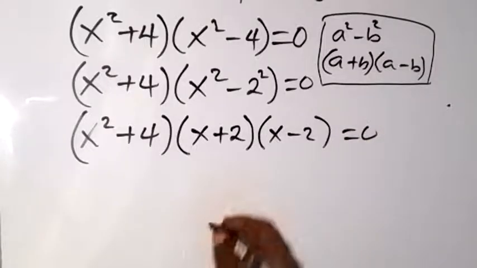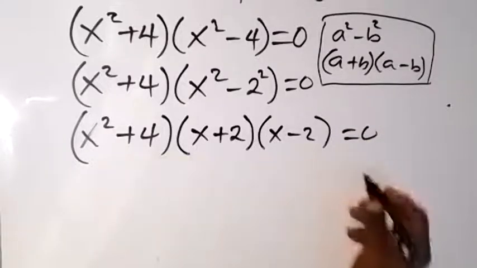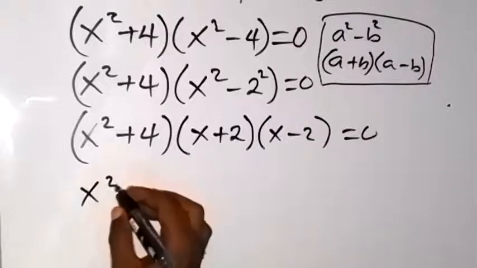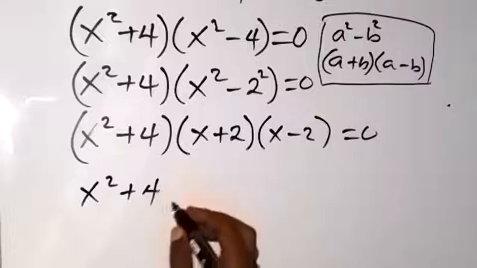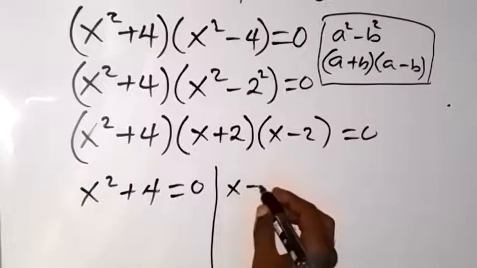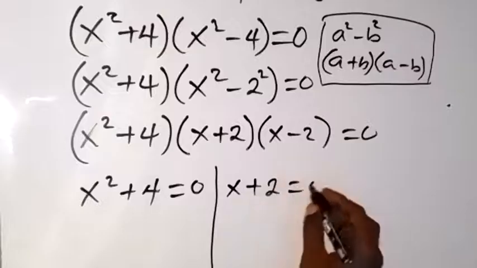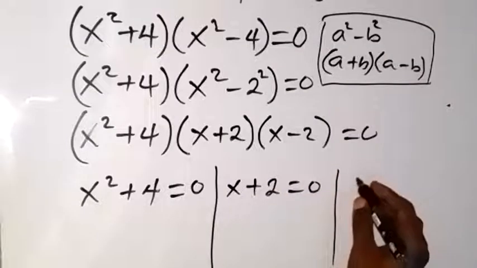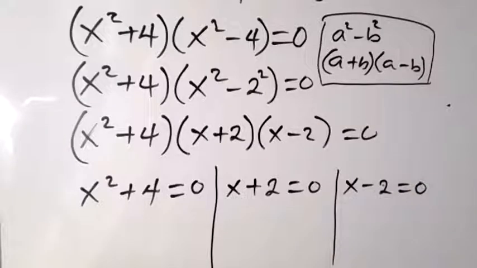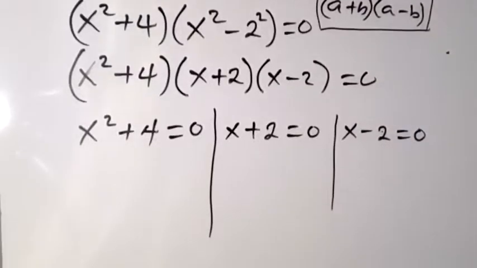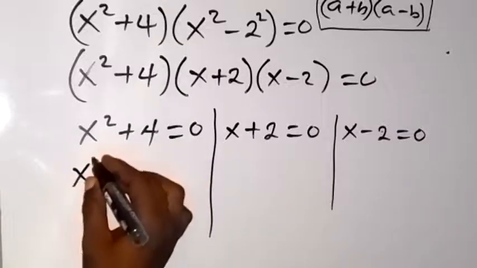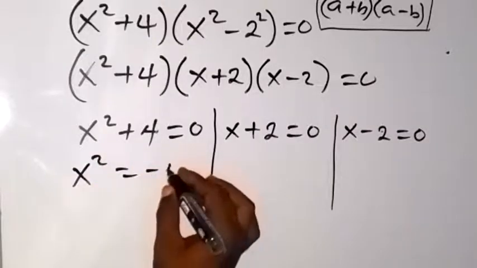From there, we have three cases here. The first one, x squared plus 4 is equal to 0. The second one, x plus 2 is equal to 0. And we have x minus 2 equal to 0. From this first one, we can take this plus 4 to this side and it becomes minus. So we have x squared equals minus 4.